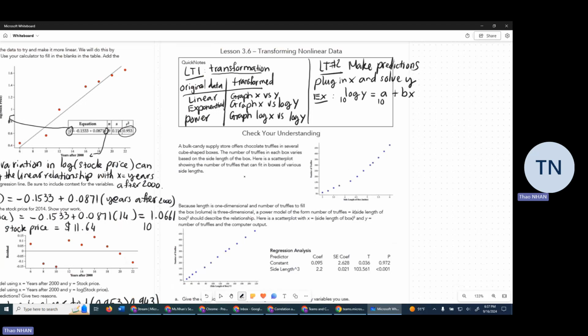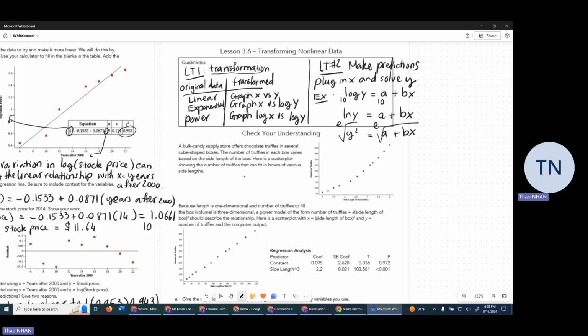If you have the ln of y, the natural log, equal to a plus bx, then to get the actual y, you take e, the exponential, on both sides to cancel it out so that you can get y. If you have y squared equal to a plus bx, then to get y, we take the square root of that.